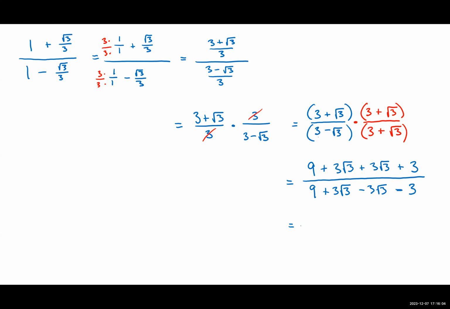Okay. So collect like terms. That and that, they go together. That's 12. 9 and 3 is 12. This and this, like terms. 3 root 3, 3 root 3, that's a total of 6 root 3. All right, so on top of the fraction, we've got 12 plus 6 times the square root of 3. On the bottom of the fraction, now this is why we use the conjugate. We have a positive 3 root 3. We have a negative 3 root 3. They cancel.